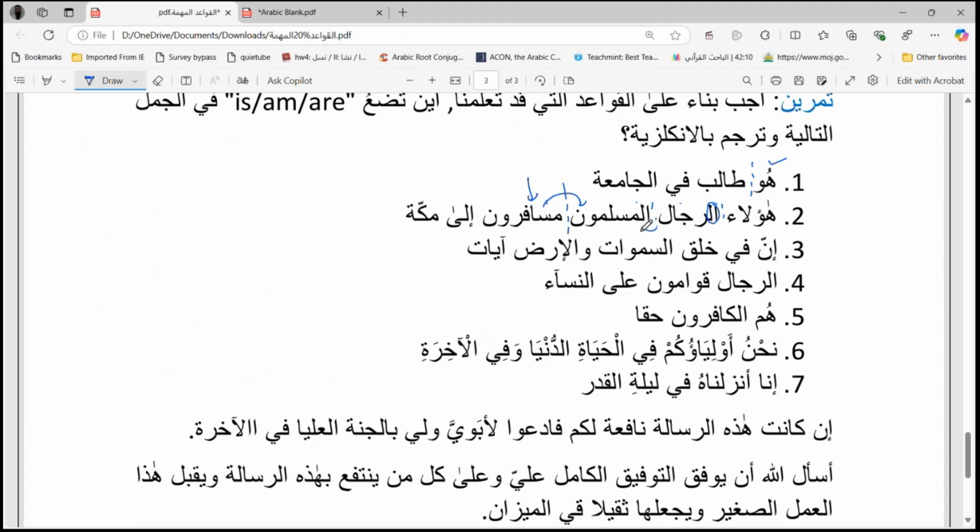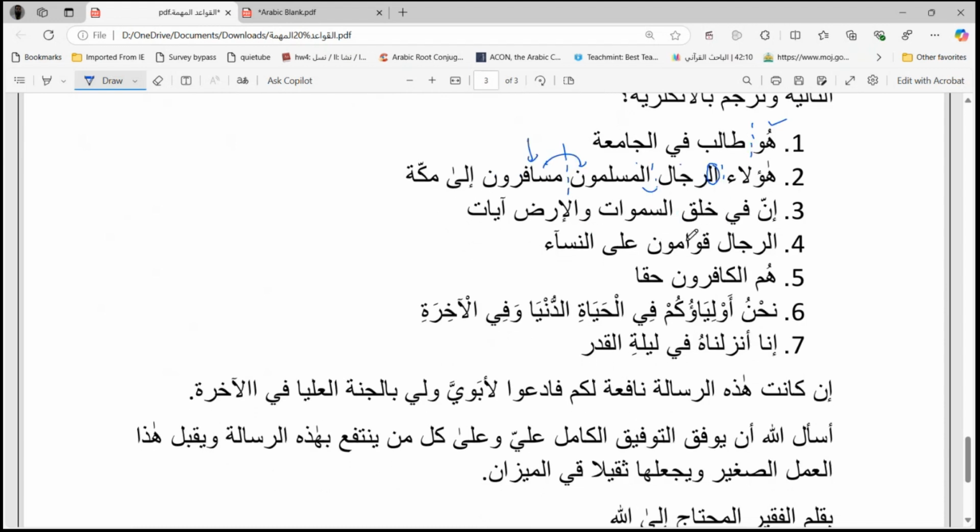Ha ula irrijalul muslimuna musafiruna. This is actually muqtada and this is the khabar of the muqtada. Ila makkah is further information, jar majroor to it, and there is no problem. This is extra. But the first break which occurs in the chain is where you have to put the ismr.